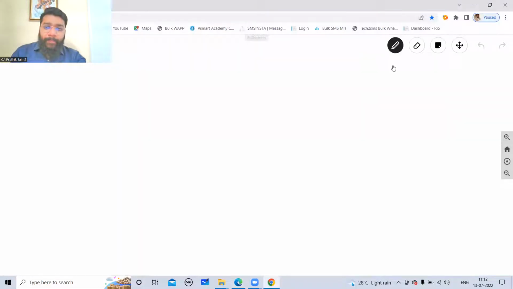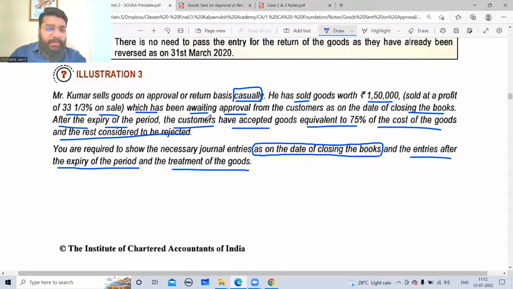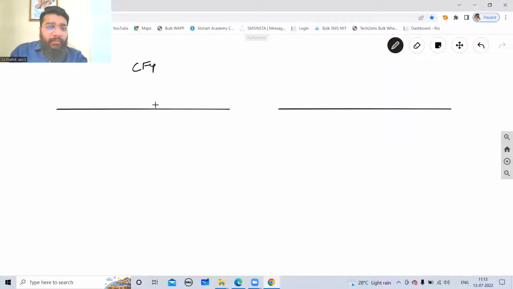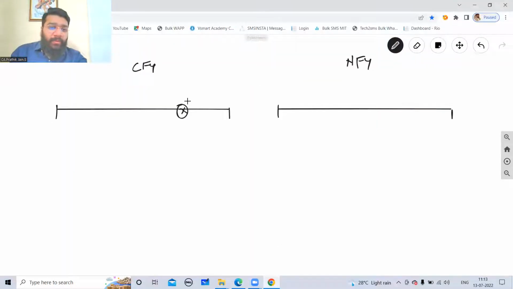So this is the time period. Have they given the date, guys? No. So this is the current financial year, and this is the next financial year. Goods is sent somewhere here. Though they have used the word goods sold, in this chapter, sold goods will be treated as sent goods or goods sent. So goods has been sent in the current financial year.